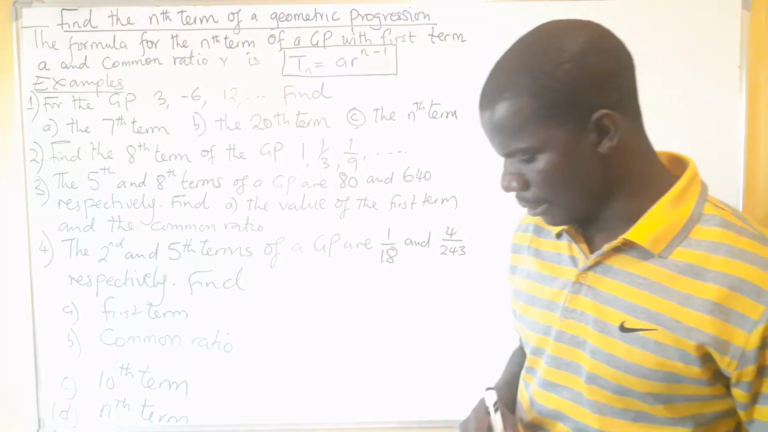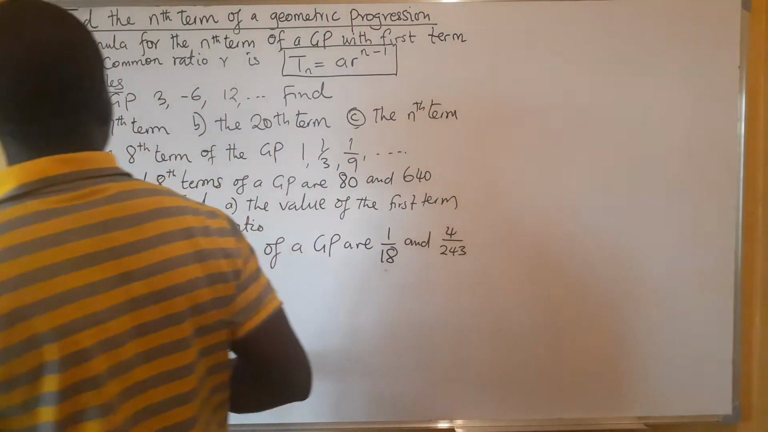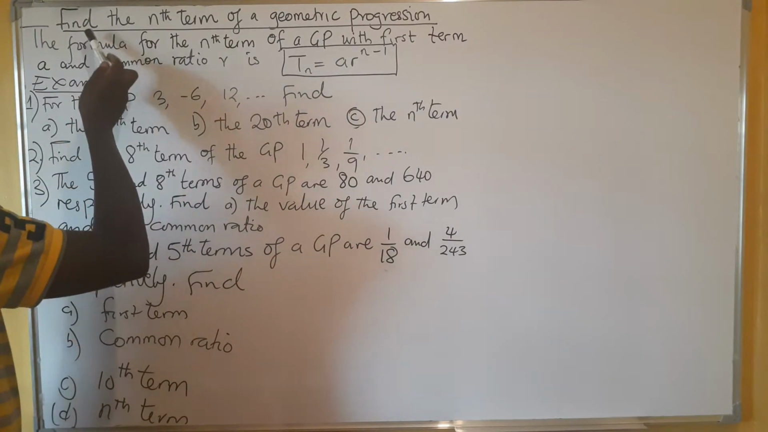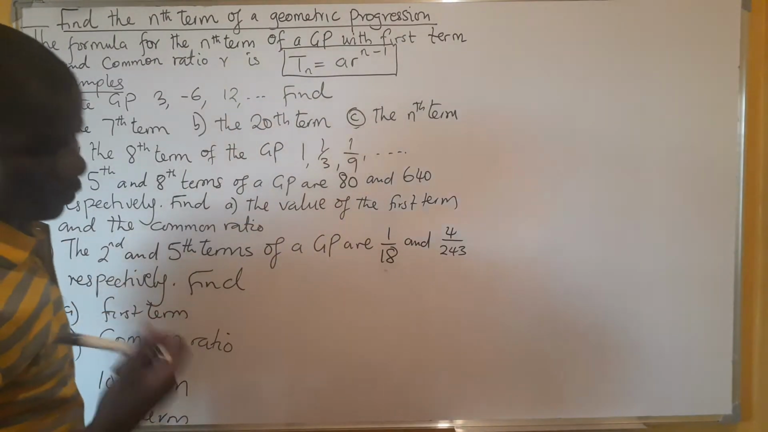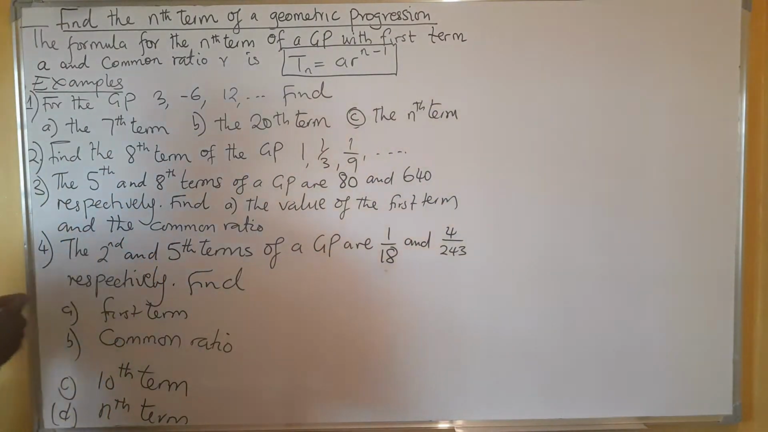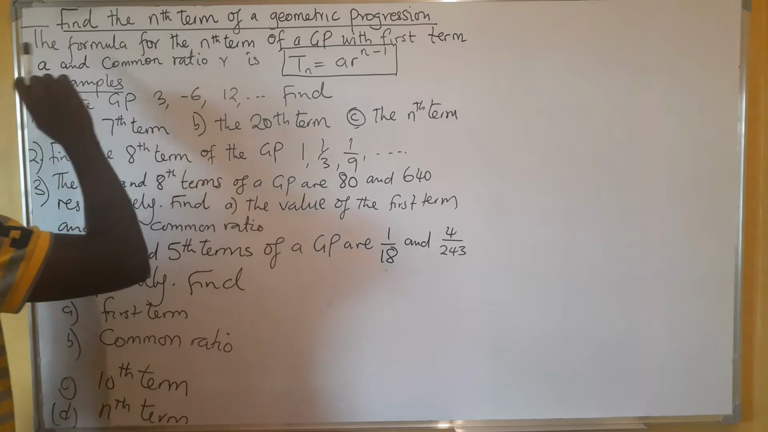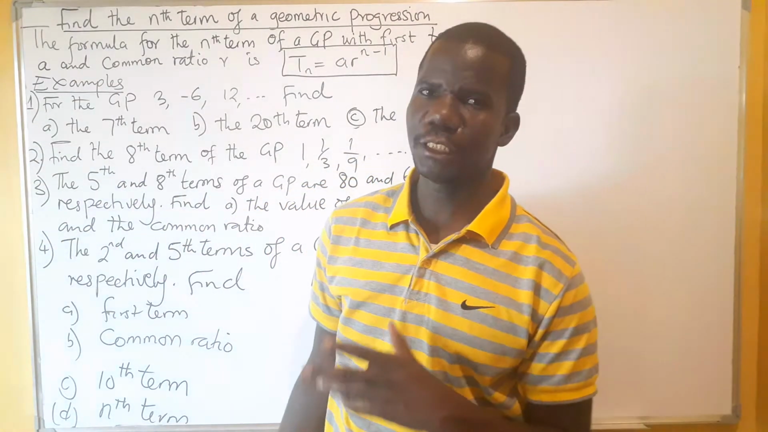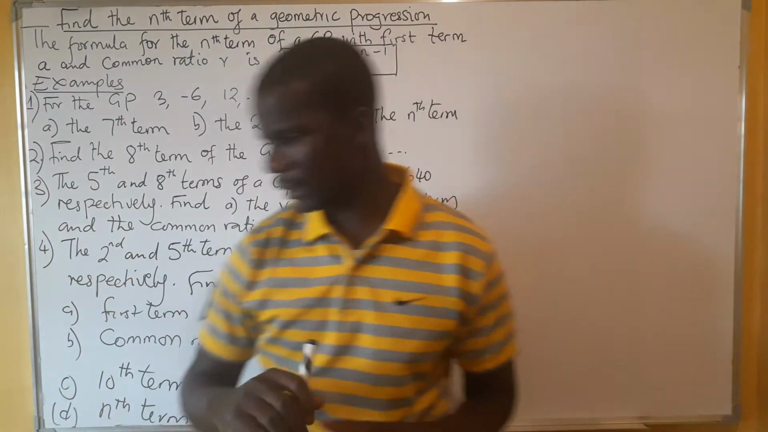So what are we looking at? This is one of the lessons in GP that I'm presenting, and it's the second lesson. Remember that sequence and series has two parts, AP and GP. So for the GP, this is the second lesson that I'm presenting.